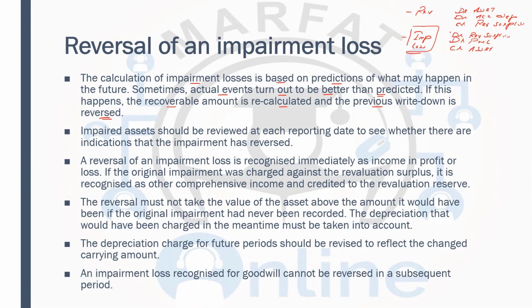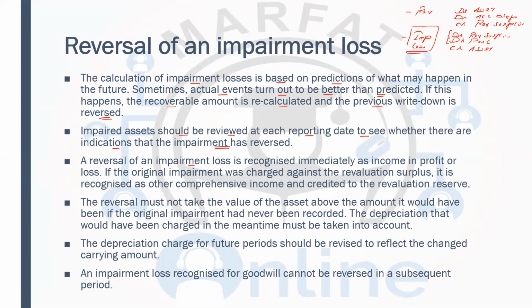If it was the impairment that had been recorded against the revaluation surplus, then the credit will go to the revaluation surplus. If that impairment was recorded through the profit or loss, that means the debit entry was in the profit or loss rather than the revaluation surplus, then the reversal will be a credit to the profit or loss. So impaired assets should be reviewed at each reporting date to see whether there are indications that the impairment has reversed. Like the asset on which you have charged the impairment, you have to check it annually to see whether those factors have now been reversed. If that is the case, then you have to reverse the impairment as well.